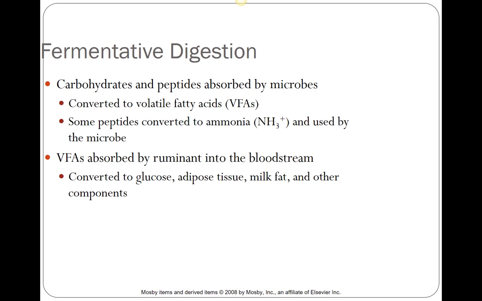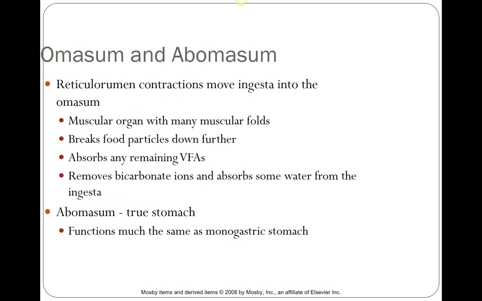Carbohydrates are going to be broken down into mostly what we call volatile fatty acids. These volatile fatty acids are different than glucose, but they can actually be run through the Krebs cycle. And so when we look at ruminants, they have a lot more volatile fatty acids and a lot less glucose in their bloodstream. And then a lot of these peptides, some will be converted to ammonia, and then they'll be used by the microbes to make other amino acids that can be absorbed by the animal. Volatile fatty acids, some can be converted to glucose. A lot of them are converted to fat tissue, milk fat, and other components.